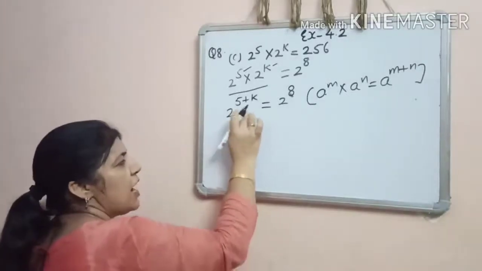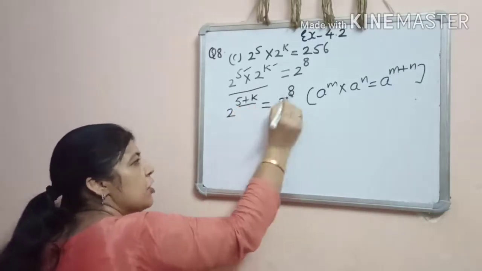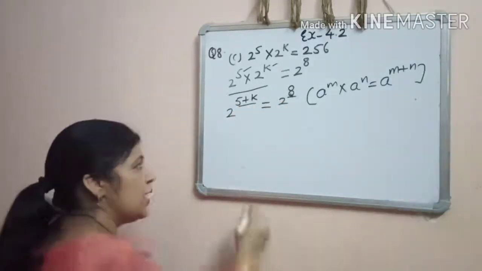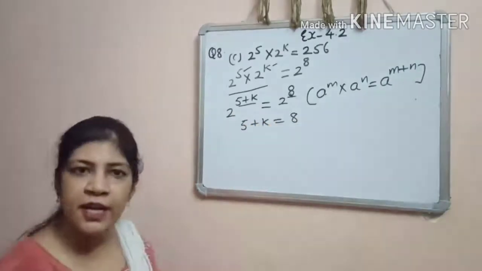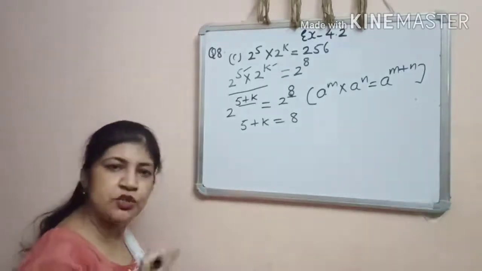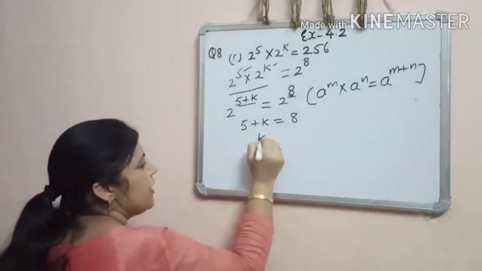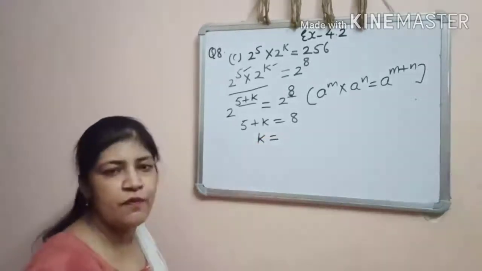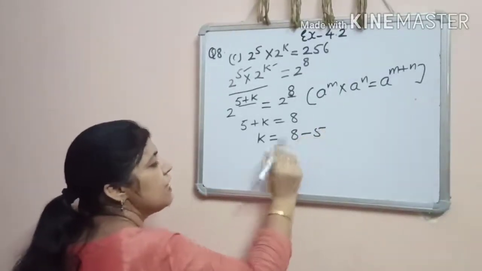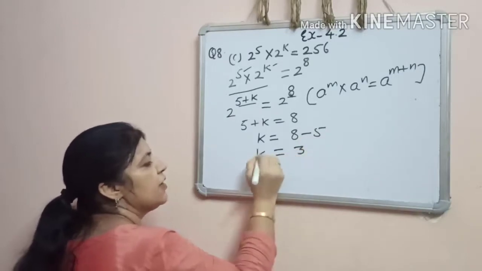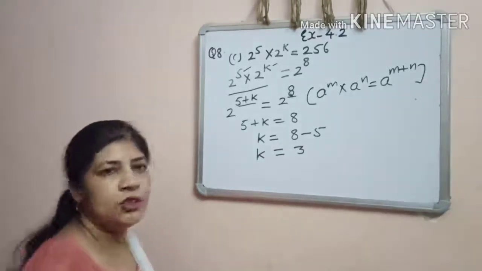Now powers are different, bases are same and they are equal. So it means the powers will also be equal. Means 5 plus k will be equal to 8. Now it is a linear equation. You can solve it and find the value of k. Now for finding the value of k, you have to shift 5 towards right hand side. So it will be minus 5 and you will get 3. Okay. So the value of k will be 3.